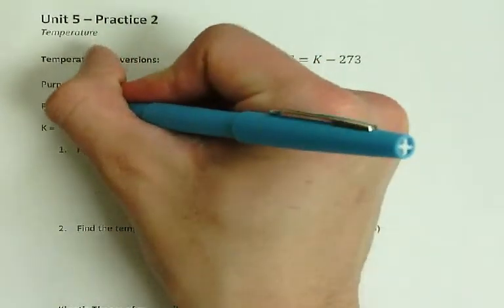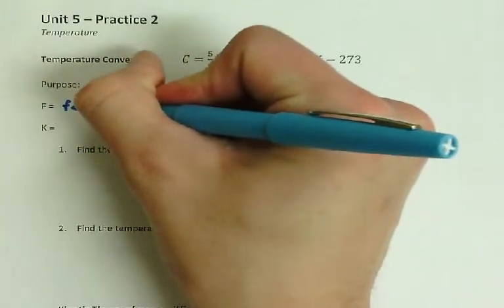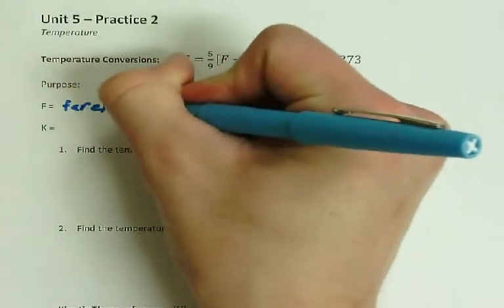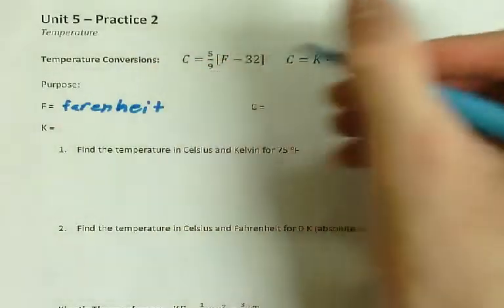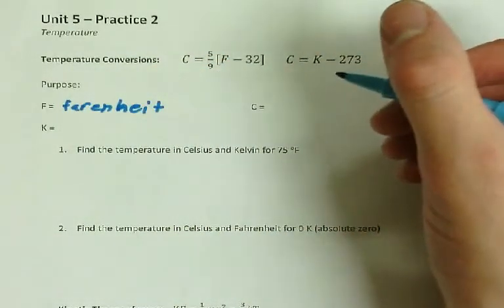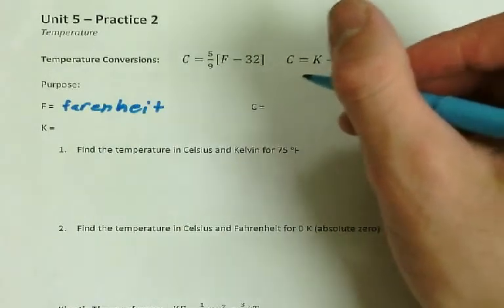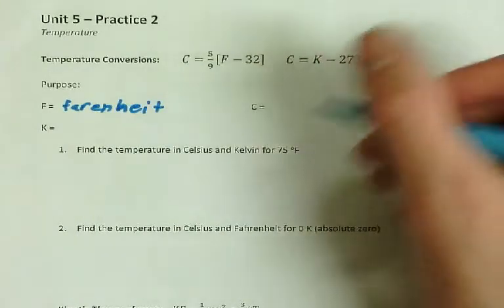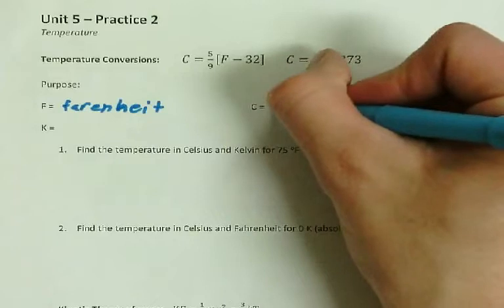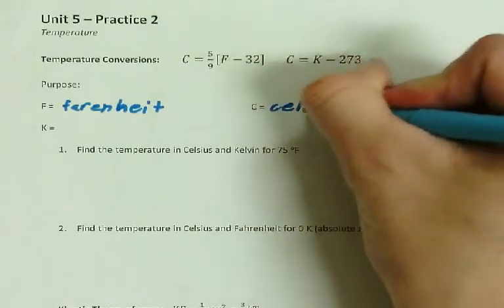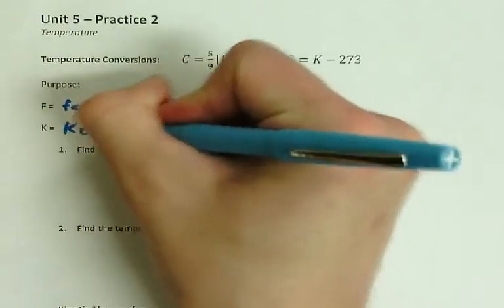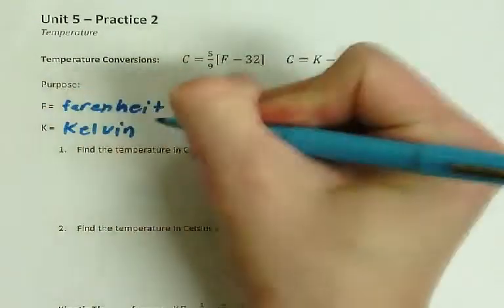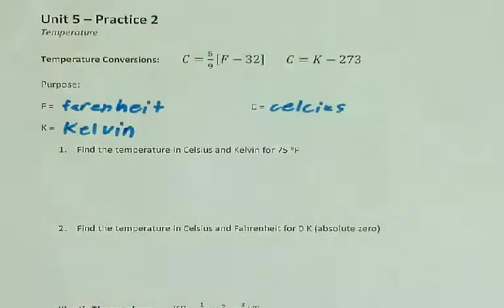F is Fahrenheit, which I'm almost certain is spelled wrong because Fahrenheit is spelled super goofy. The guy's name is Polish or German, I forget what his nationality is. C is Celsius. And K is Kelvin. Kelvin and Celsius, I can spell. Fahrenheit, forget it.